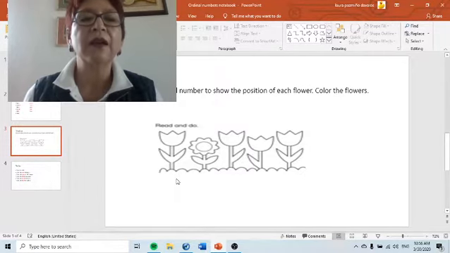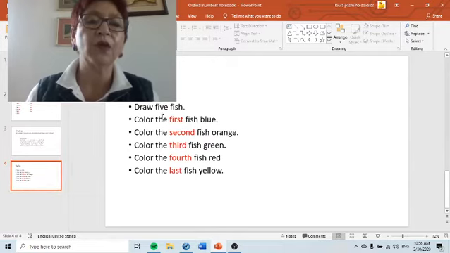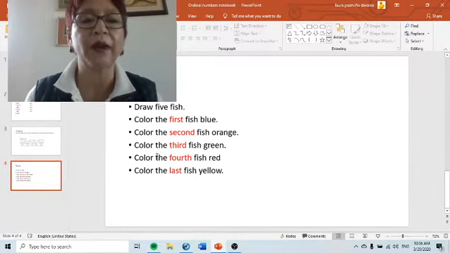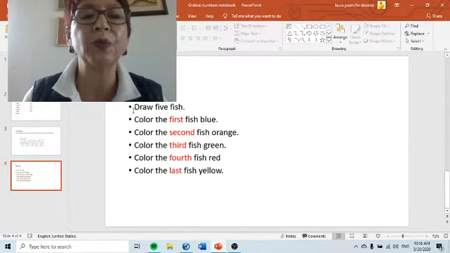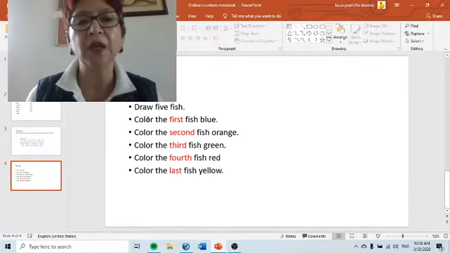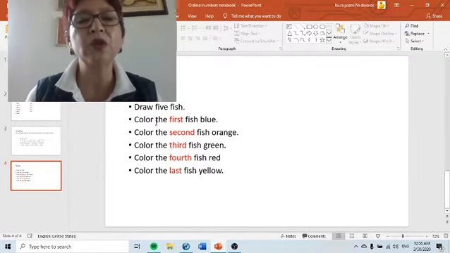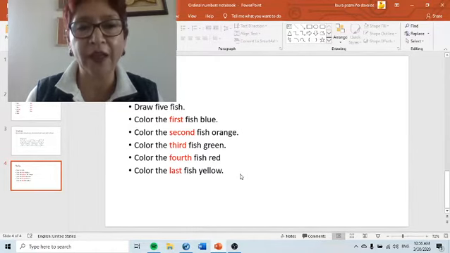And last, fourth, I think this is fourth, right? You are going to do this. You draw five fish and you're going to follow these instructions. What are you going to do first? What are you going to do second? And third, and fourth, and fifth.